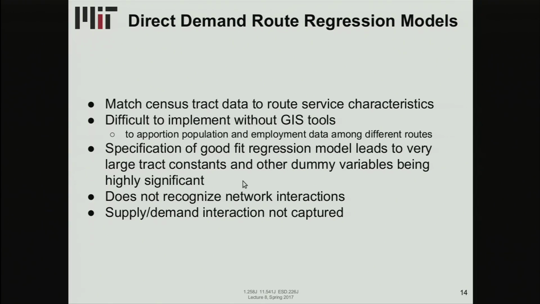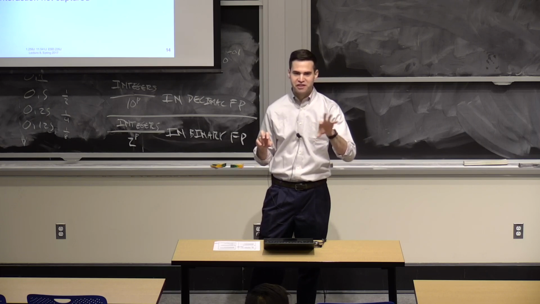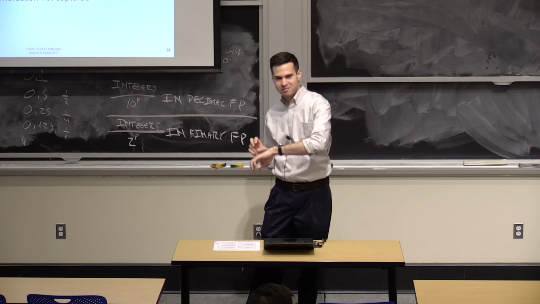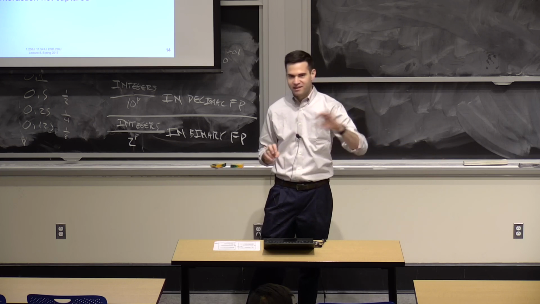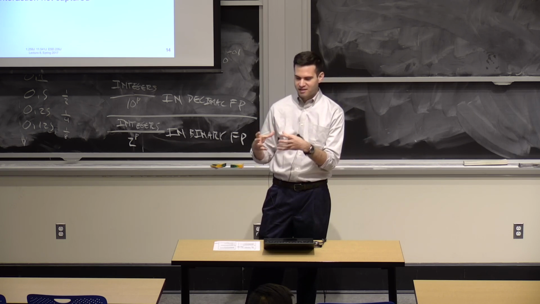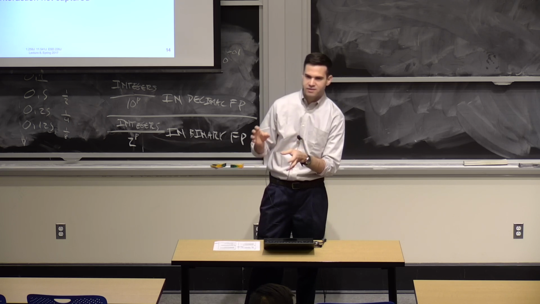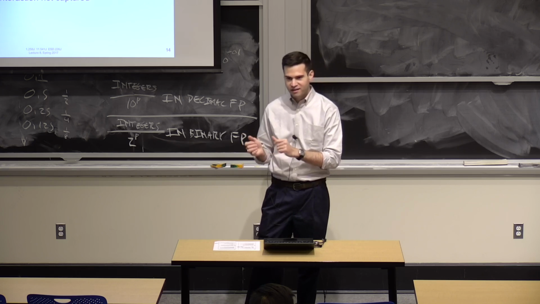Then we run a regression trying to explain ridership as a function of those characteristics. And often what happens is that you have high significance of dummy variables and route-specific constants. So the general variables like frequency, the variables that apply to all bus routes together, tend to be not as statistically significant as these very specific variables that apply only to one or two bus routes. And that means that in some sense we are specifying a model that is overfitted, and there are some issues with this.